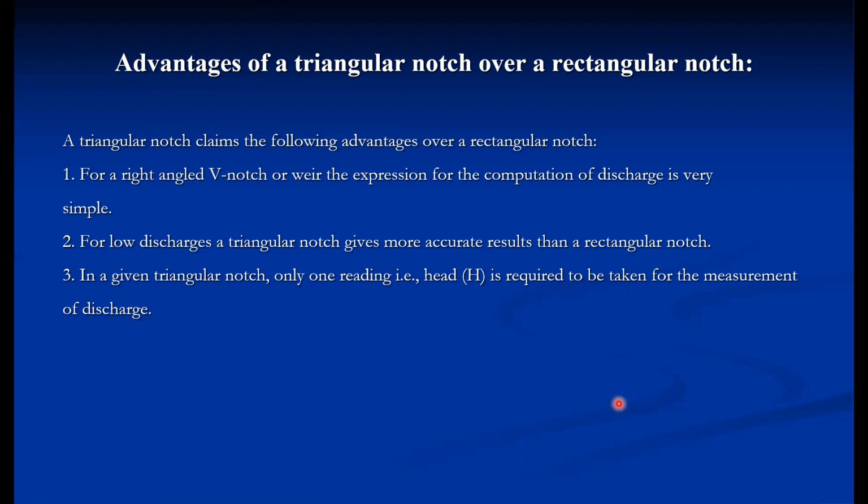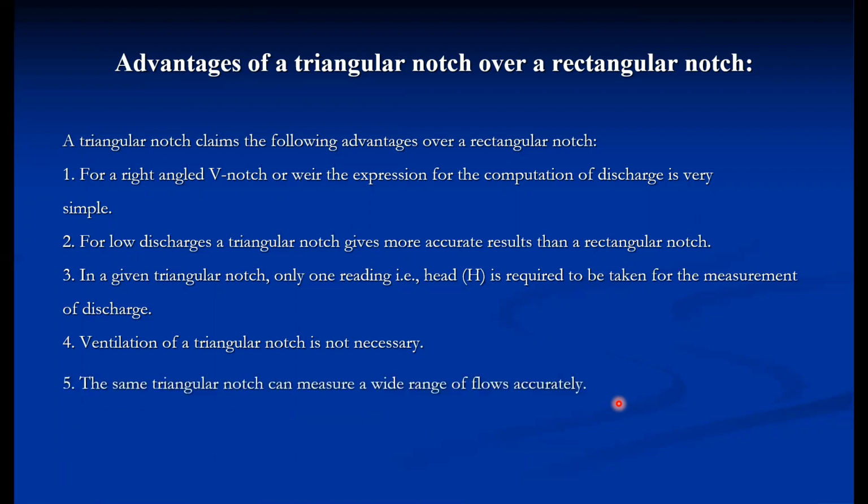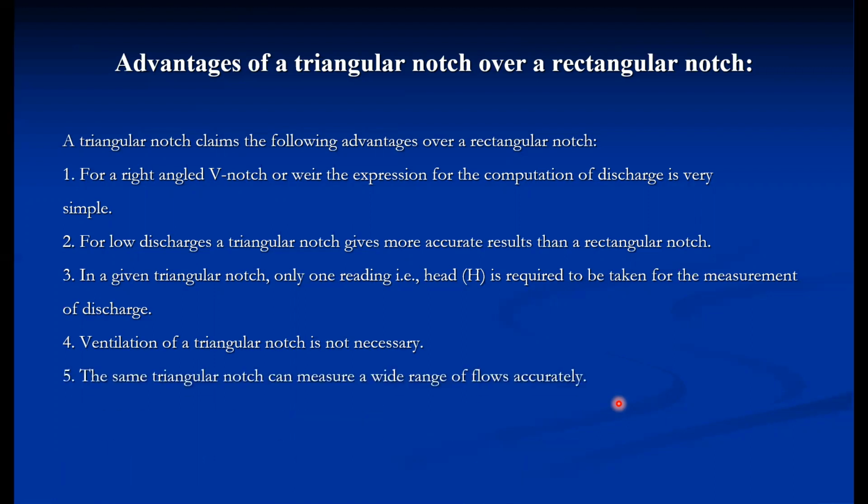While in a rectangular notch, we have to measure L also, the horizontal distance. Ventilation of a triangular notch is not required. The same triangular notch can measure a wide range of flows accurately, from low discharge to high discharge. These are some points which are advantages over rectangular notches.